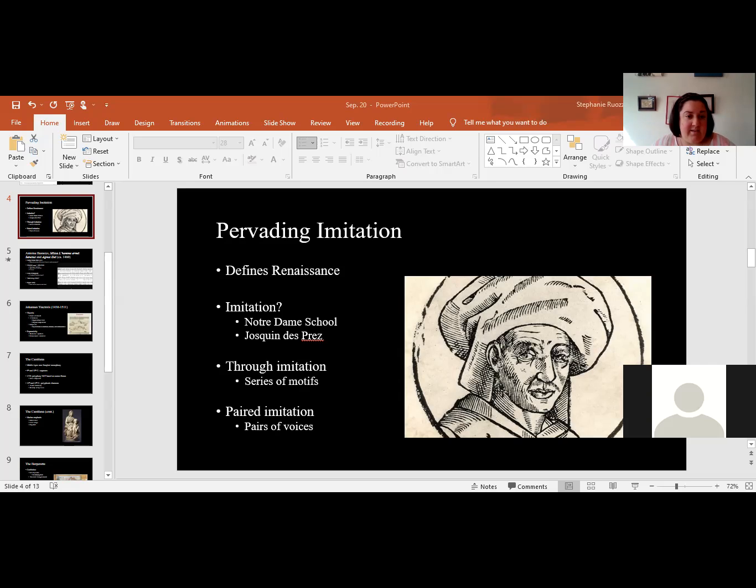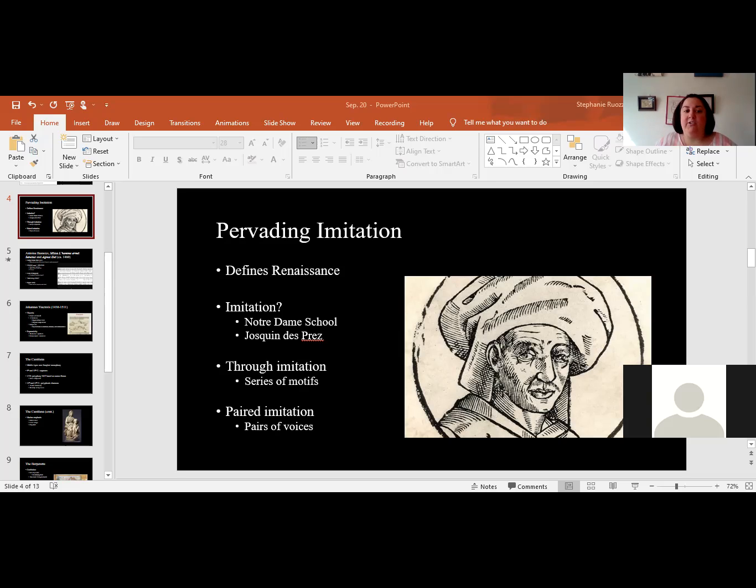Another way that we can incorporate imitation into our polyphonic texture is through paired imitation. That's when pairs of voices imitate each other. So the cantus sings a motif and the altus repeats it. Then the tenor sings a different motif and the bassus repeats the tenor. It doesn't have to be that combination, but the principle is two voices each repeating each other. And those pairs usually consist of voices next to each other in the texture, usually the cantus and altus, usually the tenor and bassus.